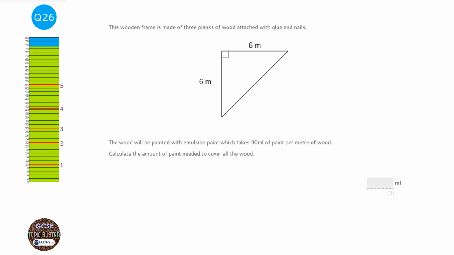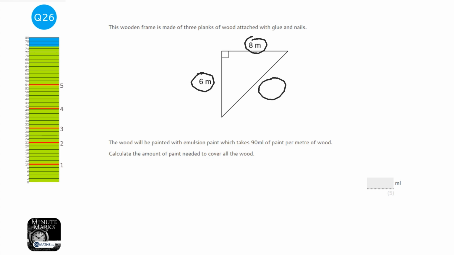Okay, so we've got quite a lot going on with this question. We've got 3 planks of wood attached by glue and nails, so we don't need to worry about the joins. But we're looking at the 3 planks of wood. Now, we've got 2 of the lengths. One is 6 meters and the other's 8 meters. But we need to find, obviously, the third length here to be able to continue with this question.